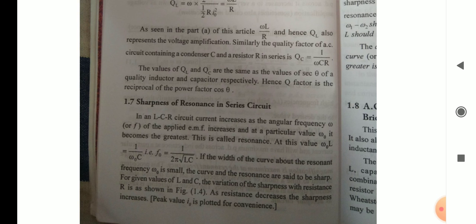Variation of the sharpness with the resistance is shown in this figure. As the resistance decreases, the sharpness increases. Sharpness of resonance means the value of the current increases or decreases, depending on the resonance curve, as the angular frequency omega of the applied EMF in the LCR circuit increases or decreases.